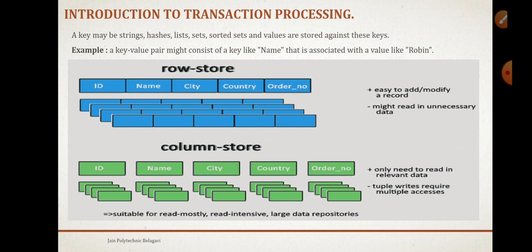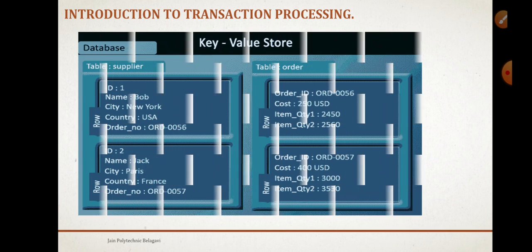In a row store, it is easy to add or modify a record, but it might read in unnecessary data. It will read the exact data row by row. In a column store, we only need to read in the relevant data, but tuple writes require multiple accesses. It is suitable for read mostly, read intensive, and large data repositories. Okay, so these are the two stores.